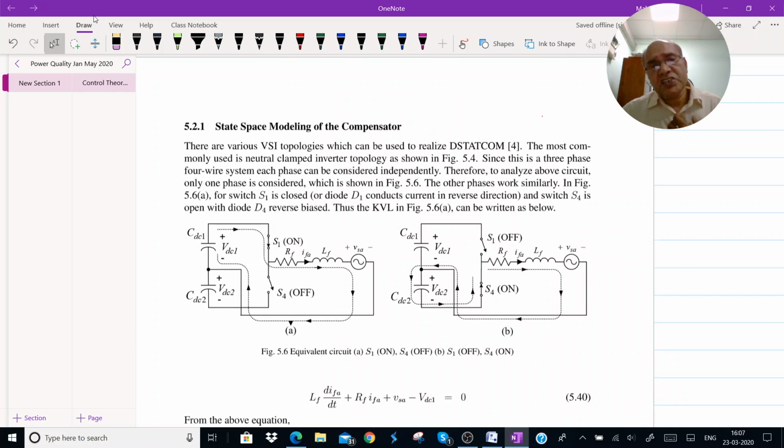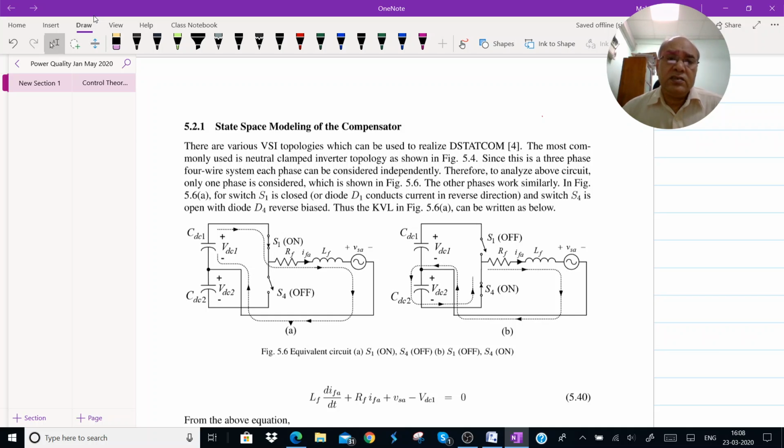So we are here at section 5.2.1. Please refer to the soft copy of this chapter which I have just sent to you by mail, and combine the soft notes with what I am saying through this lecture. As I said, since it is a 3-phase 4-wire topology and each phase is independent through the neutral, I have shown only one phase, and that is enough to understand the behavior of the circuit or the behavior of the compensator.